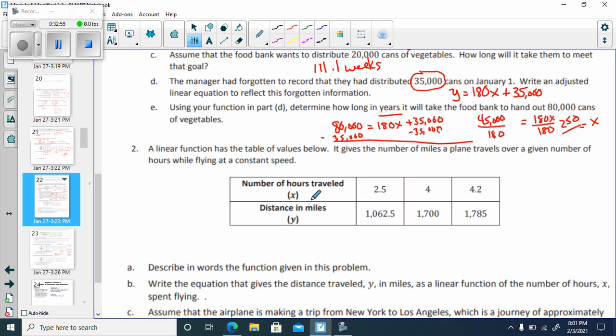A linear function has a table of values below. It gives the number of miles a plane travels over a given number of hours while flying at a constant speed. Well, that's y is equal to mx plus b. At 0 hours traveled, it will have traveled 0 miles, so that's 0. y is equal to, we need our m. m is the change in y over change in x. Find the difference in our y values over the difference in our x values. This is 1,700 minus 1,062.5.